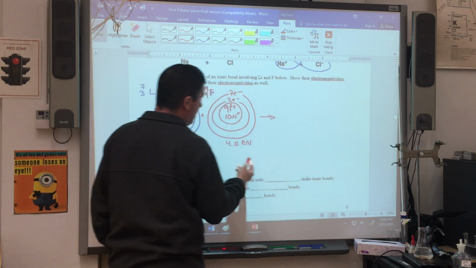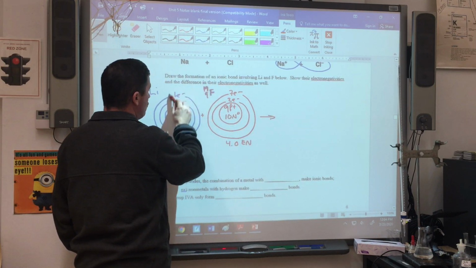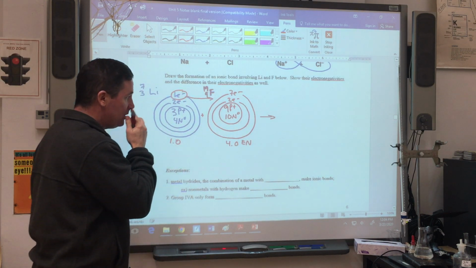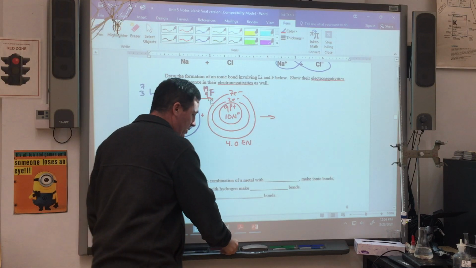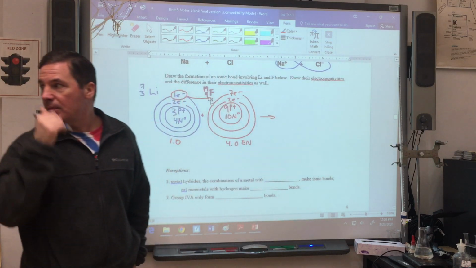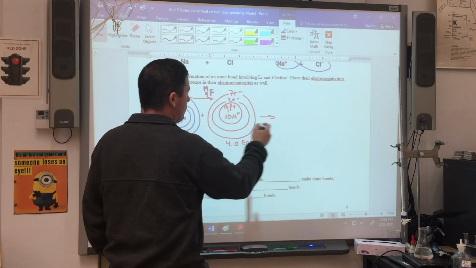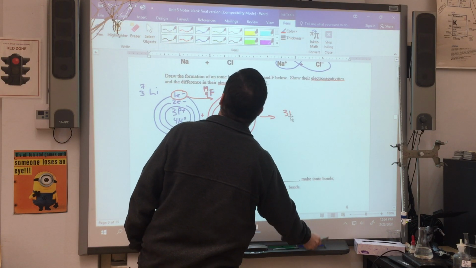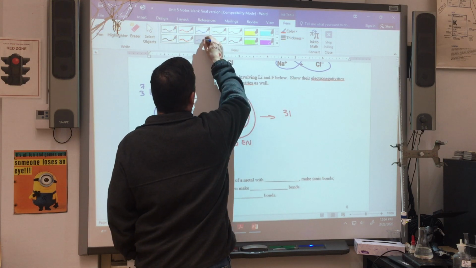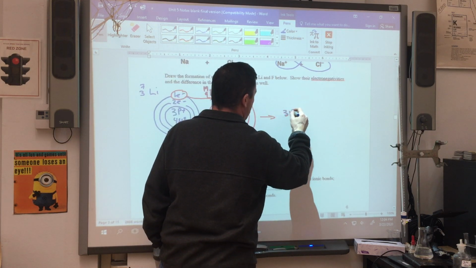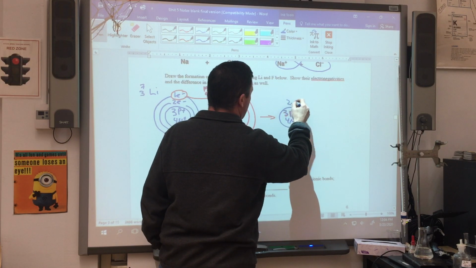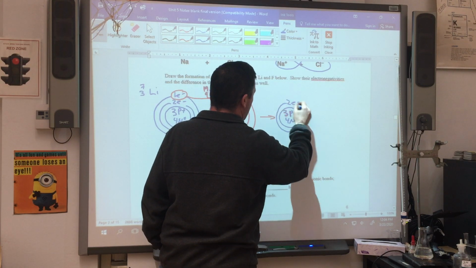So what's going to happen is the fluorine is going to strip this electron right off, and then it's going to become an ion. Both of these are going to become ions. So I redraw this one. 3 protons. I still have 4 neutrons. And now I only have 2 electrons in the outside shell.